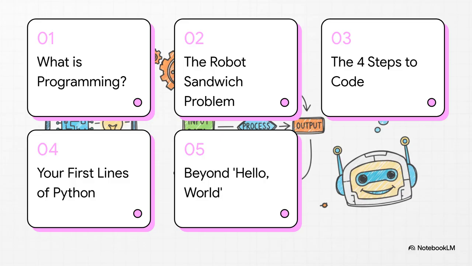We're going to start with the big question: what even is programming? Then we'll use a pretty funny example with a robot and a sandwich to see why details are so important. After that, I'll give you a 4-step map you can use for pretty much any coding problem, and then we're going to write our very first lines of real code. Trust me, by the end of this, you'll have an awesome foundation to build on.